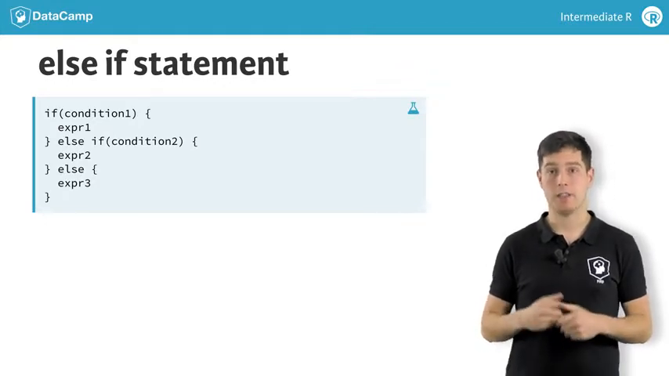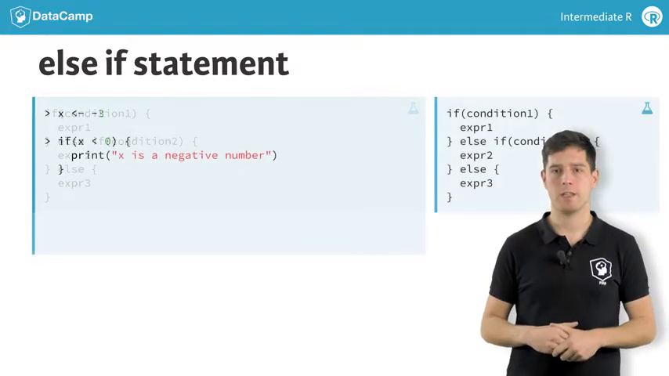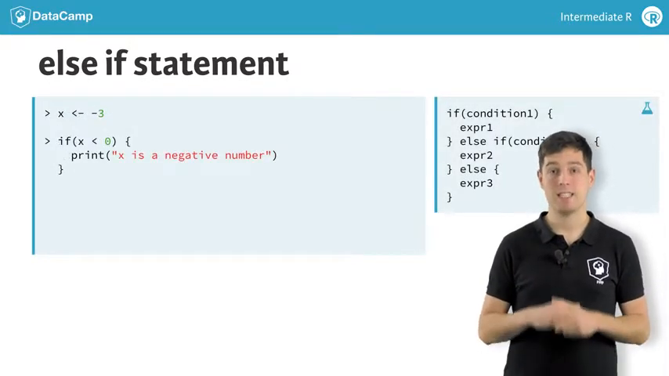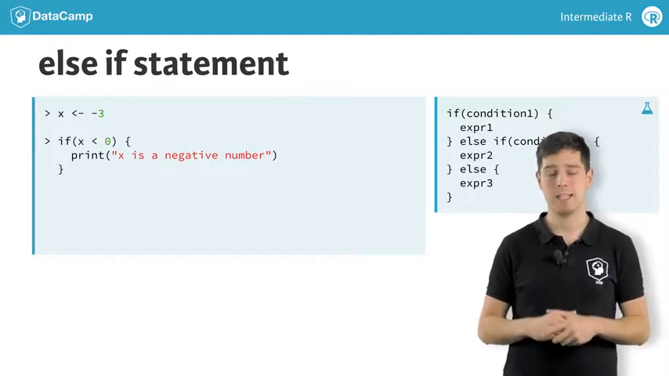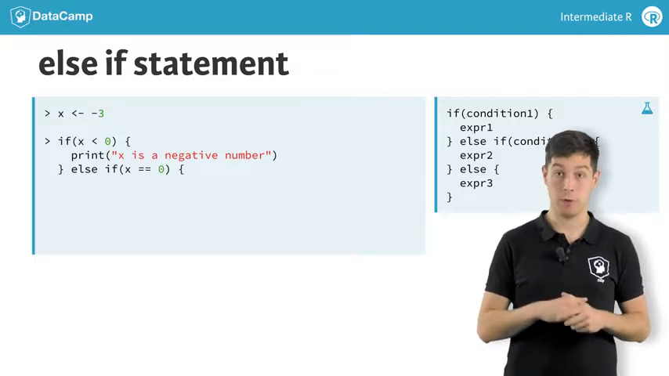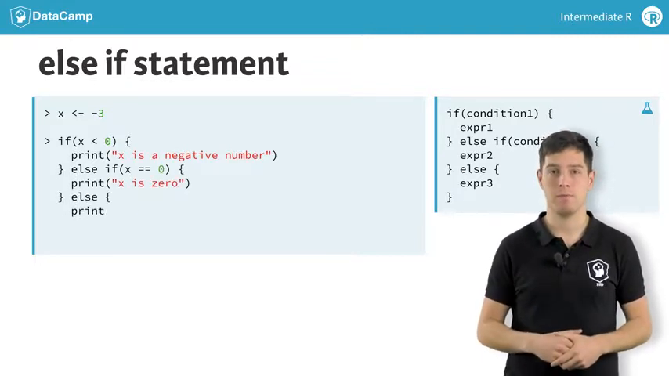To see how R deals with these different conditions and corresponding code blocks, let's first extend our example. Say we want R to print out "x is 0" if x equals 0 and to print out "x is a positive number" otherwise. We add the else if together with a new print statement and adapt the message we print on the else statement.